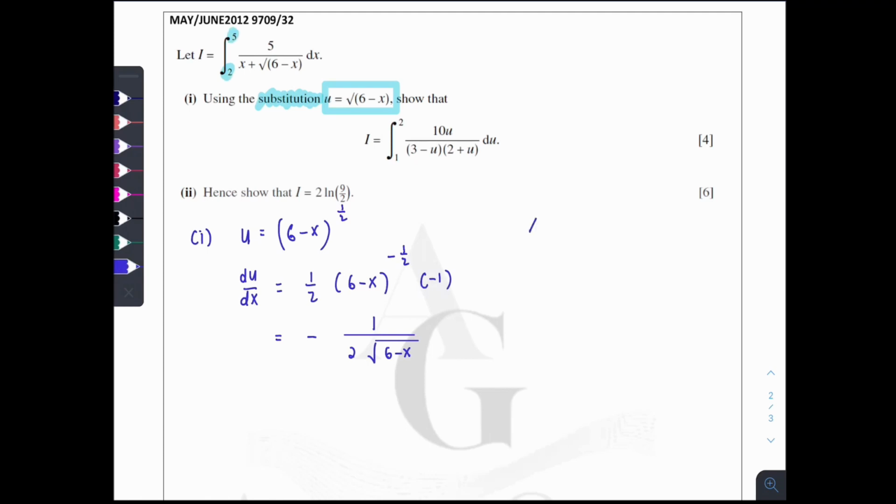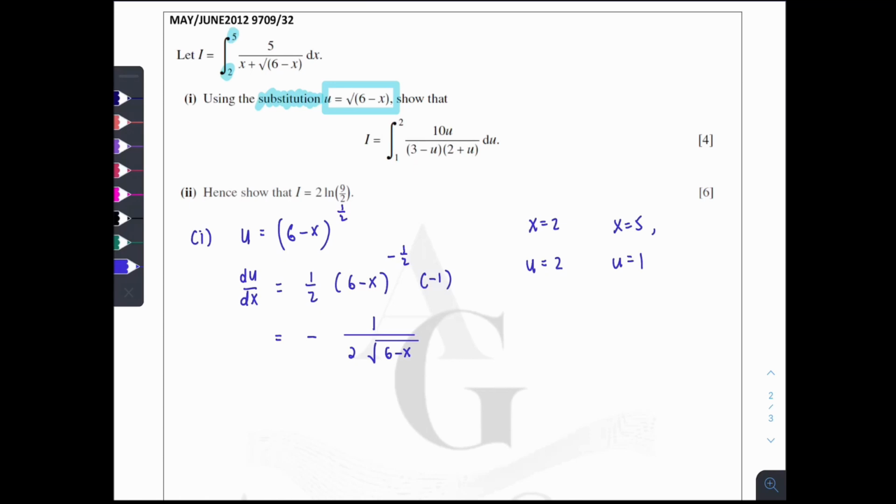When x equals 2, we are supposed to find the u limit. So you have to substitute the 2 into here to get the u limit. The u should equal square root of 4, which is 2. And when x equals 5, which is over here, substitute into here, the u should equal square root of 1, which is 1. Alright, so this is how we change the x limits to the u limits.